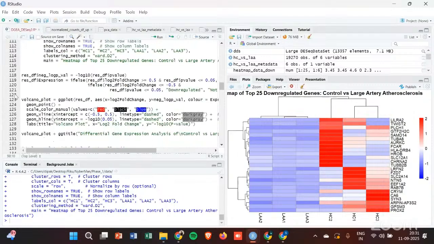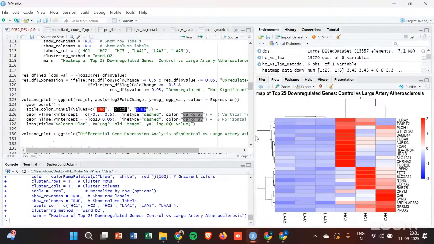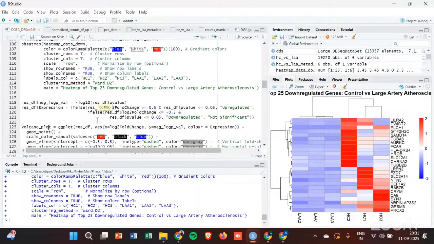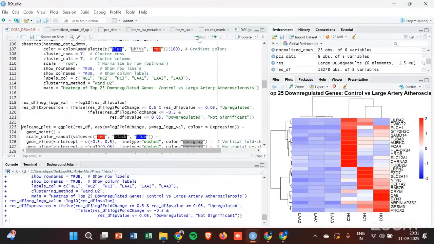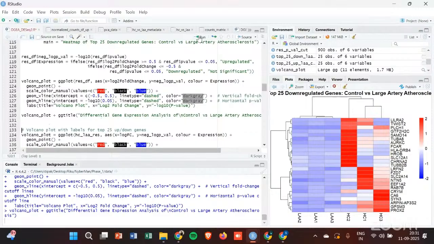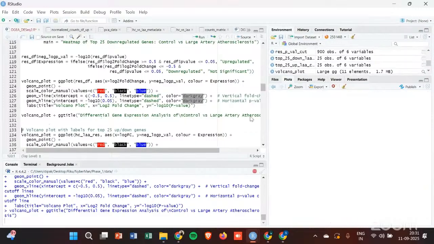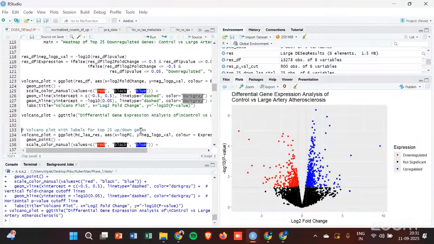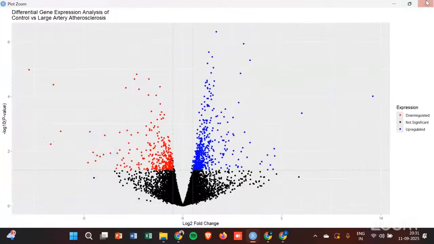The second visualization that we have after RNA-seq, again a very common one, is a volcano plot. I will first plot the volcano plot and then I will tell you what we did and how we did it. Let me run these 3 lines. Now it should come.